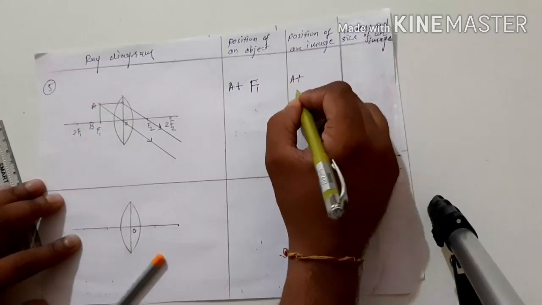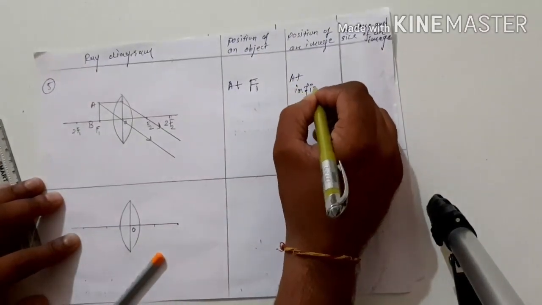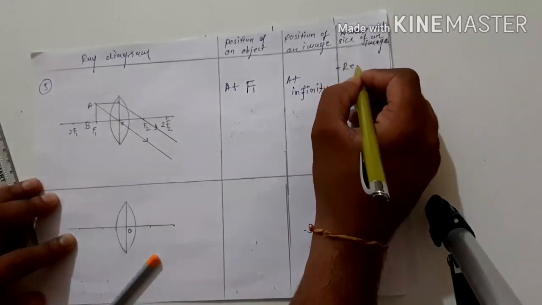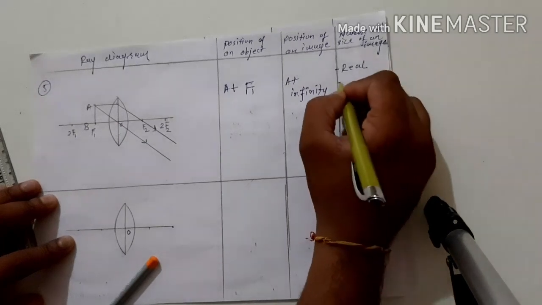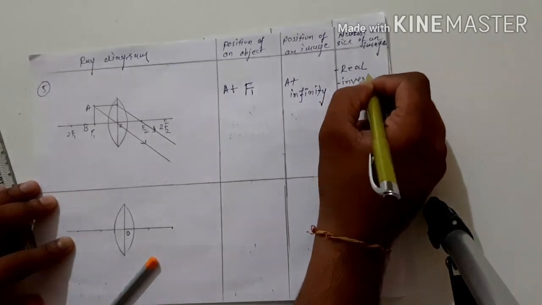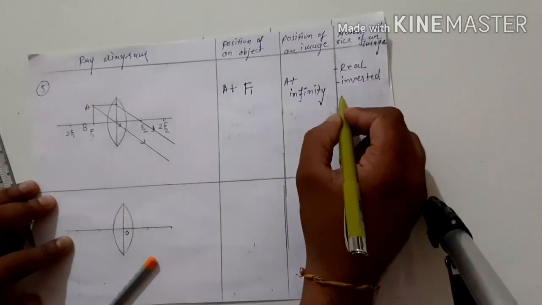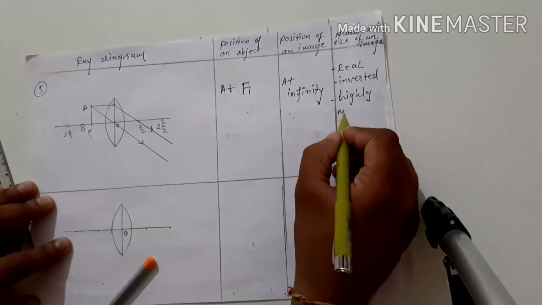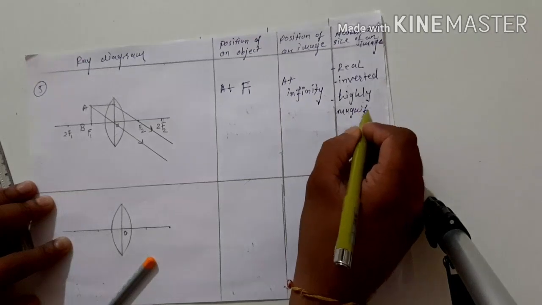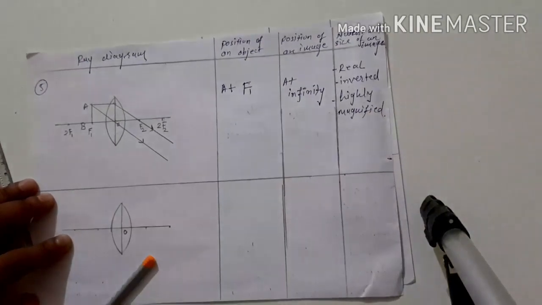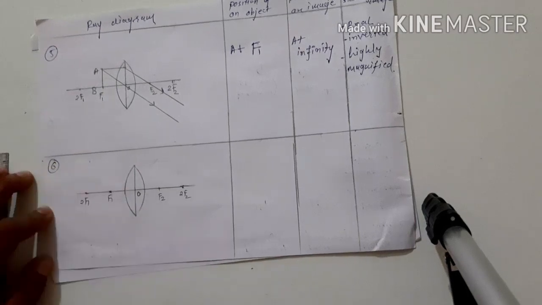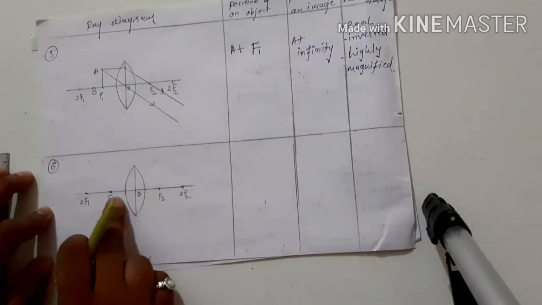And there we will get our image. So the position of our image is at infinity. The image will be real, inverted, and highly magnified, highly enlarged. Okay, now let us see what happens in case 6.